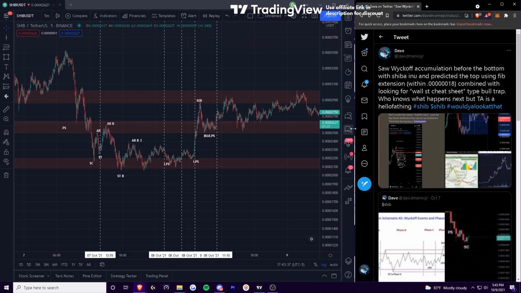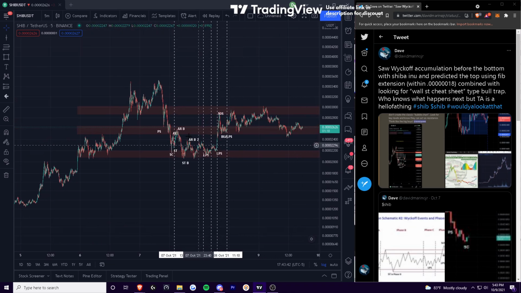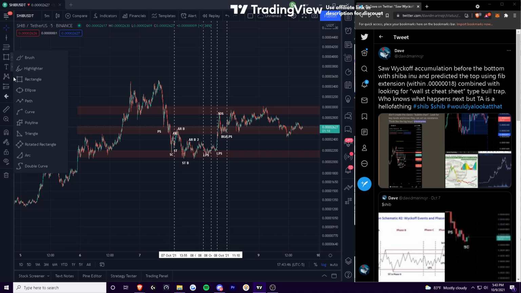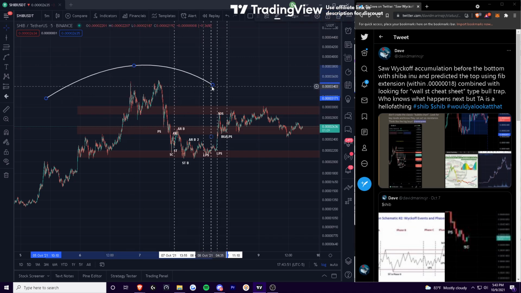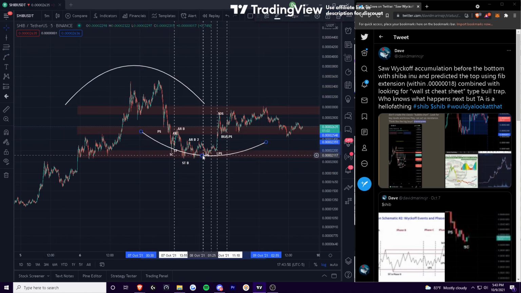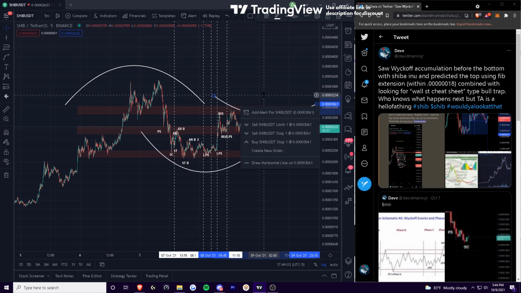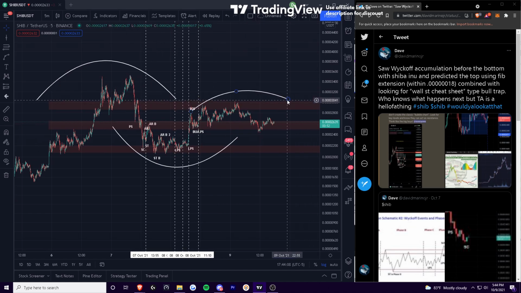If you're not familiar with Wyckoff, it's basically the idea that institutions control the price of assets by creating these accumulation and distribution times. You can see here at the top, you would see distribution. And then you can see accumulation happen here. I'm going to break this down in further detail for you guys. And then potentially what I think is distribution again here at this current state. And this is why I'm currently bearish on Shiba Inu.